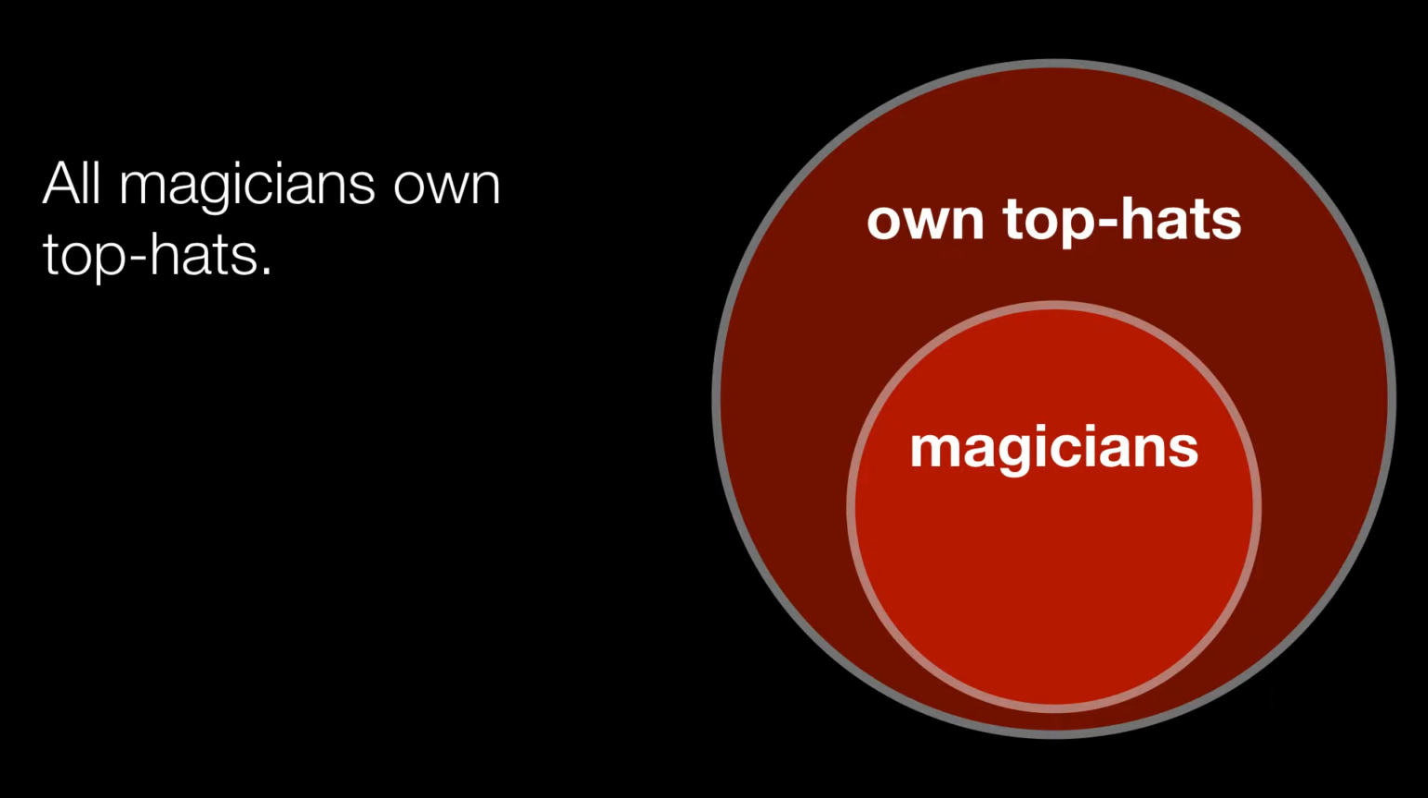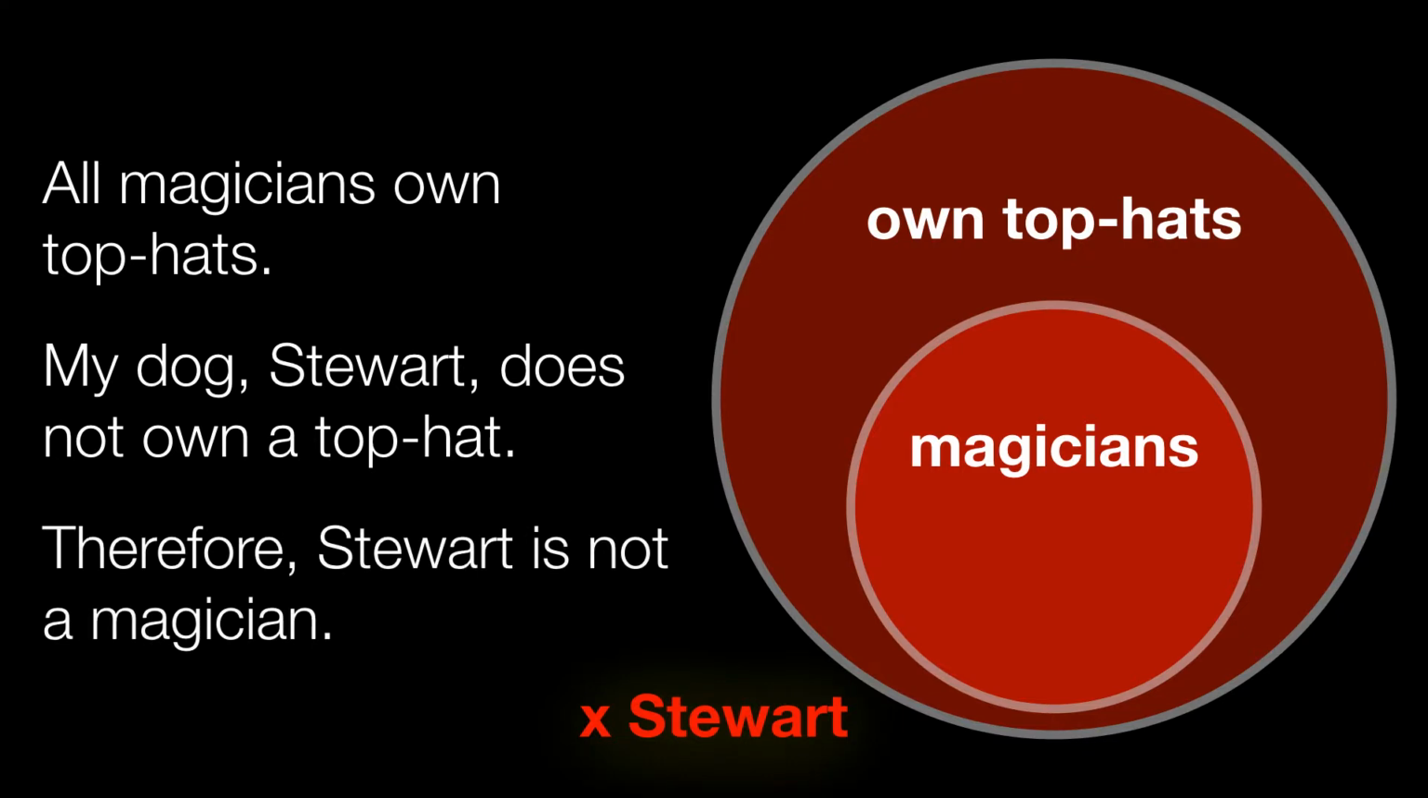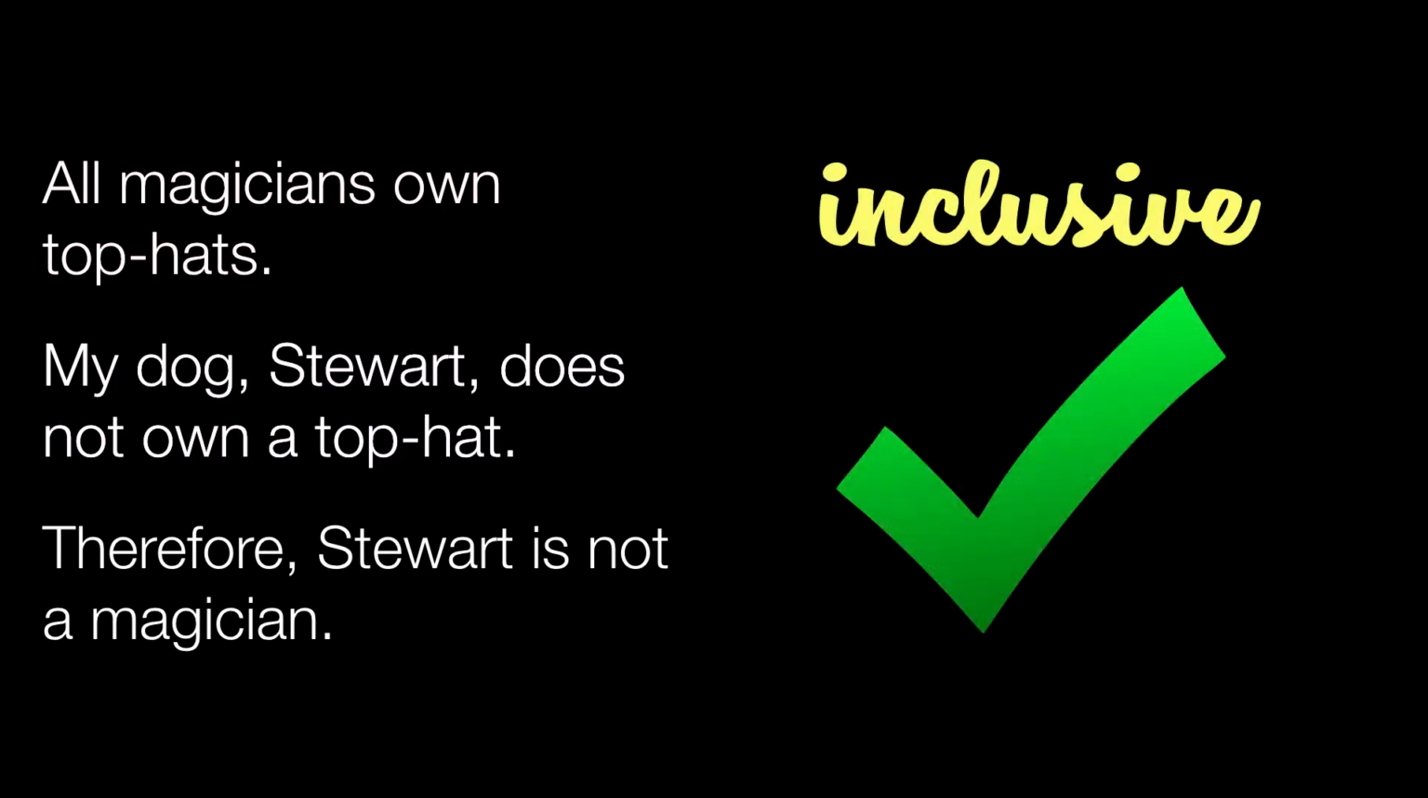All magicians own top hats. Stuart, my dog, does not own a top hat. Therefore, Stuart is not a magician. This argument is valid. Furthermore, the argument is inclusive because of the word all. All indicates a global condition or description.